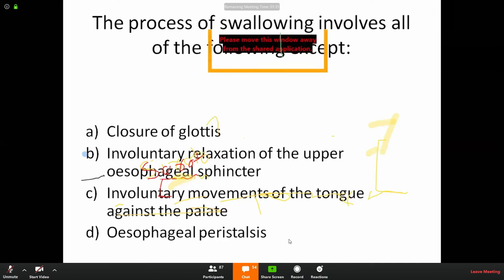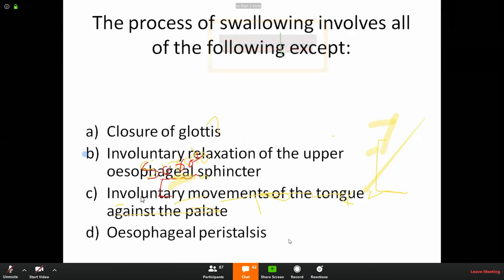The process of swallowing involves all of the following except: closure of the glottis, involuntary; relaxation of the upper esophageal sphincter, involuntary; movement of the tongue against the palate; esophageal peristalsis. Yes, the correct answer is C. Whenever we swallow, we voluntarily press the bolus of the food against the palate. Yes or no? So this is the voluntary movement. Esophageal peristalsis is also there, involuntary relaxation of the upper esophageal sphincter is also there, closure of the glottis is also there. But movement of the tongue against the palate is not involuntary. This is voluntary movement. You have to remember this.